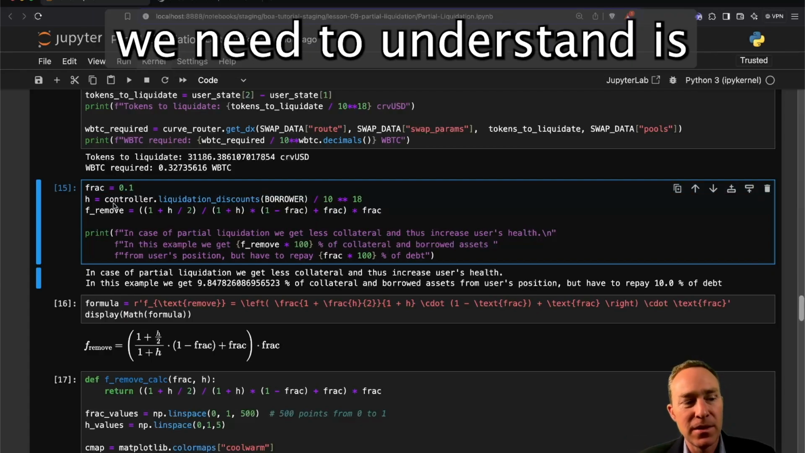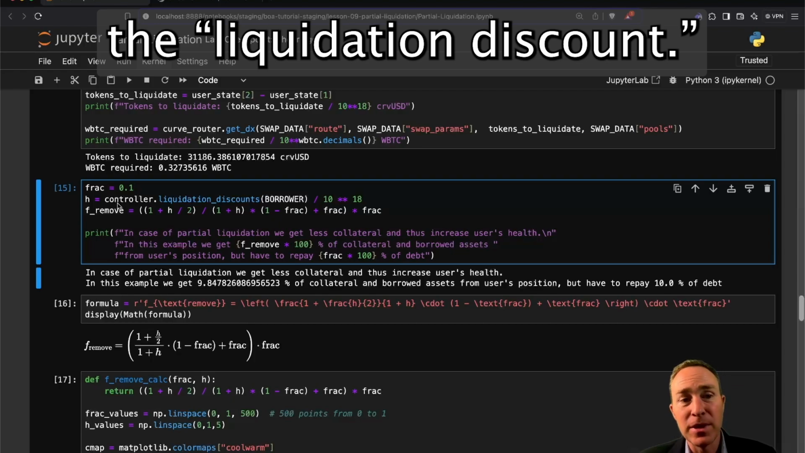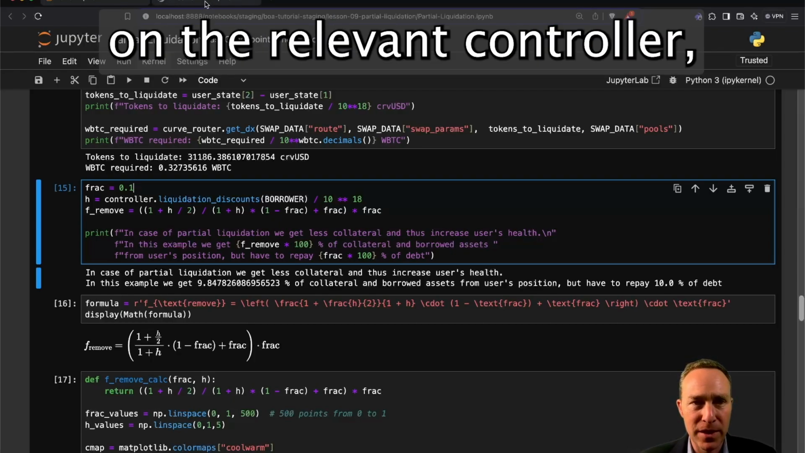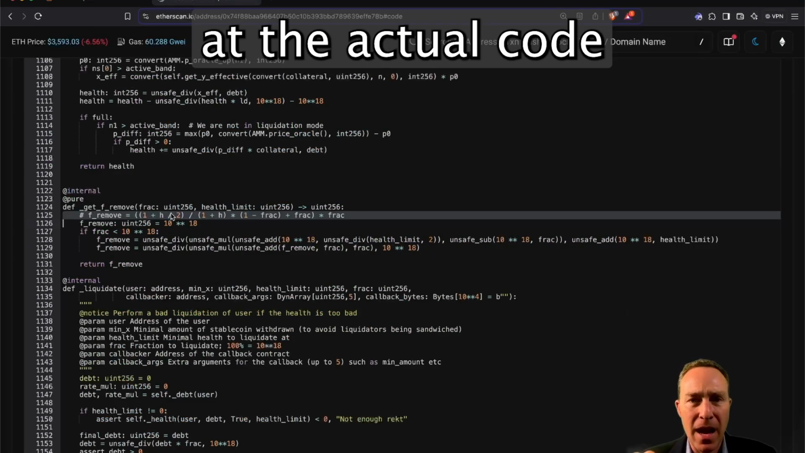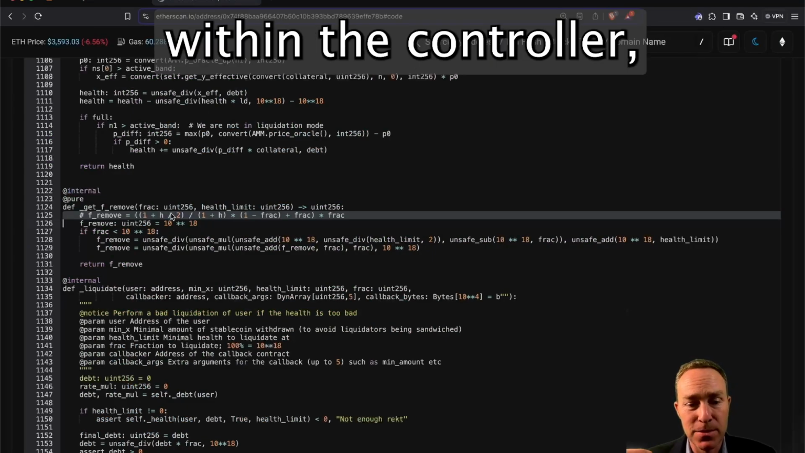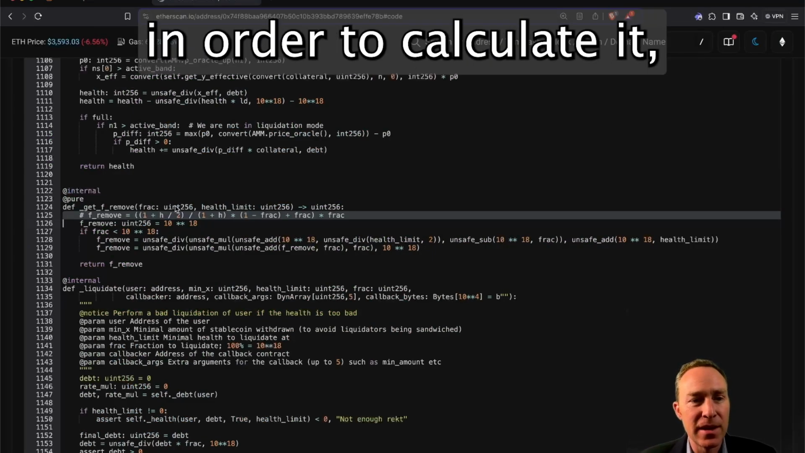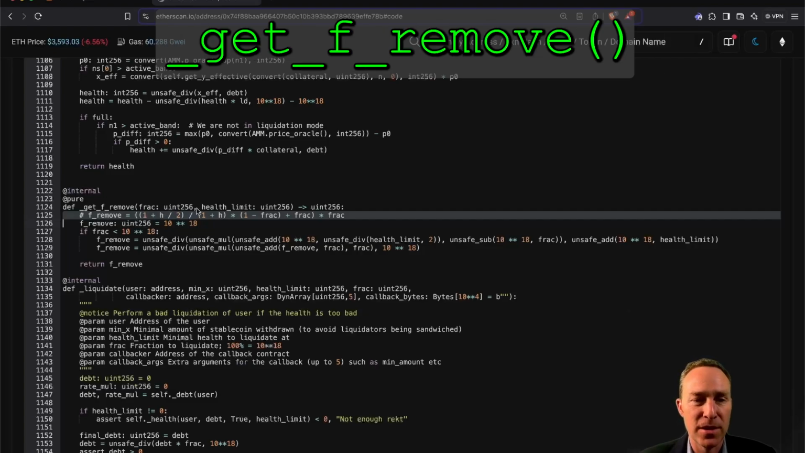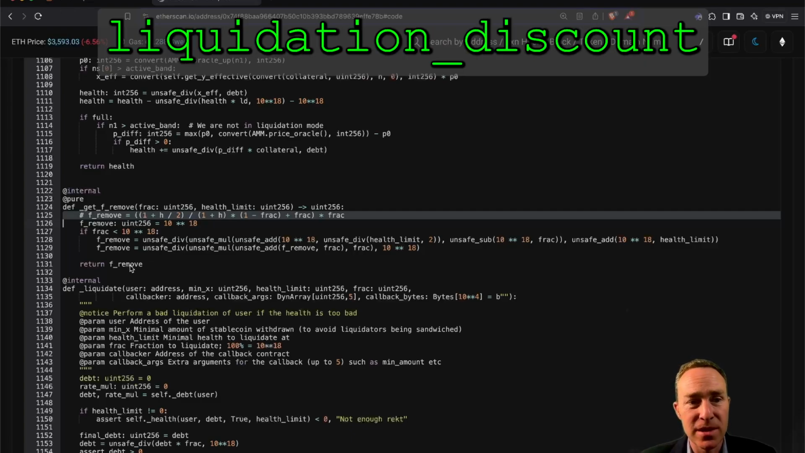So the first thing that we need to understand is the liquidation discount. We get this by calling the liquidation discount function on the relevant controller. And when you look at the actual code that happens within the controller, in order to calculate it, it is using this internal getFremove function. The getFremove function is returning back this liquidation discount.